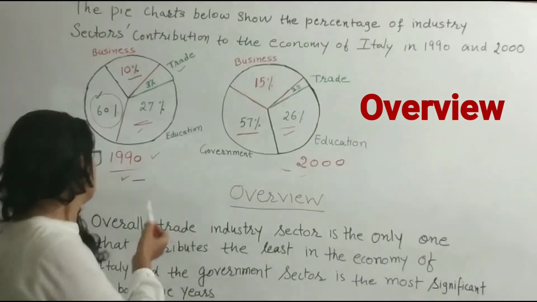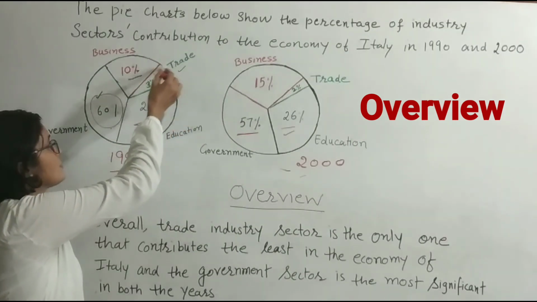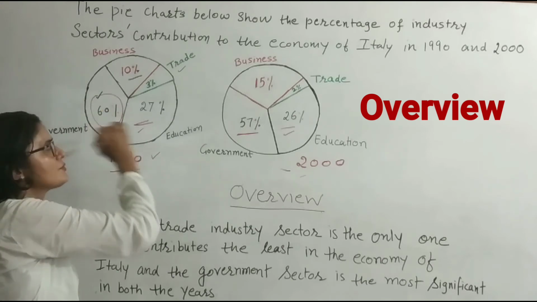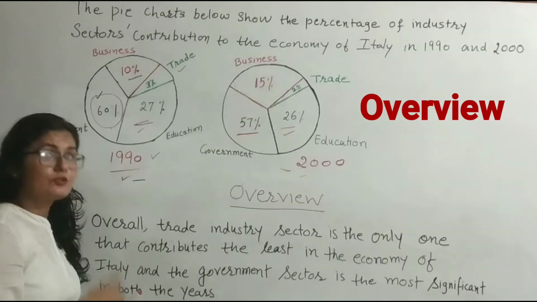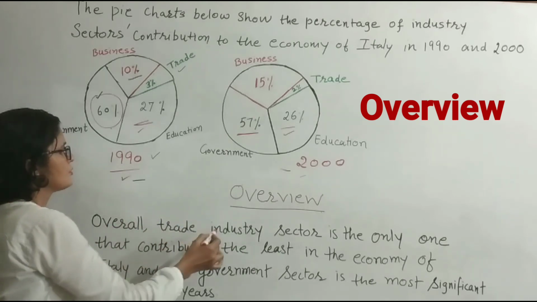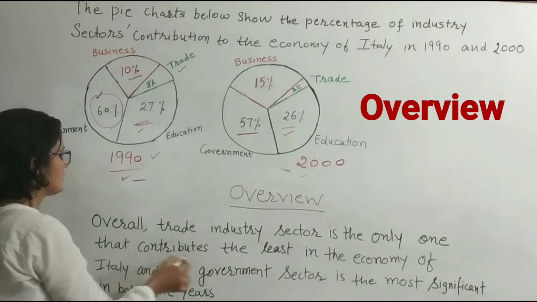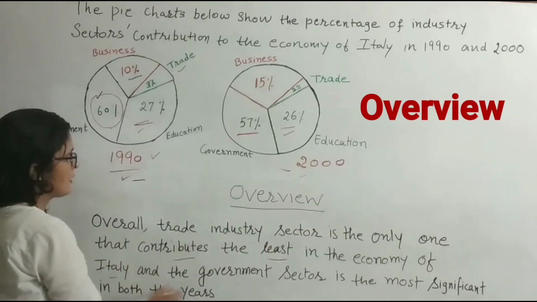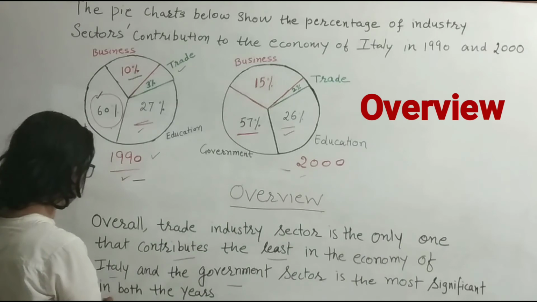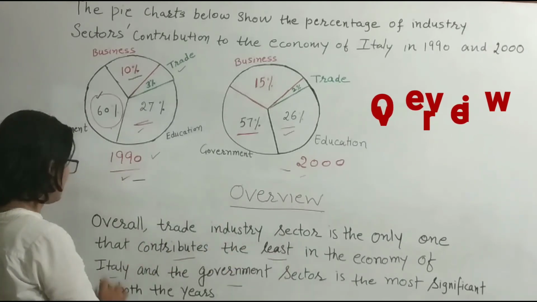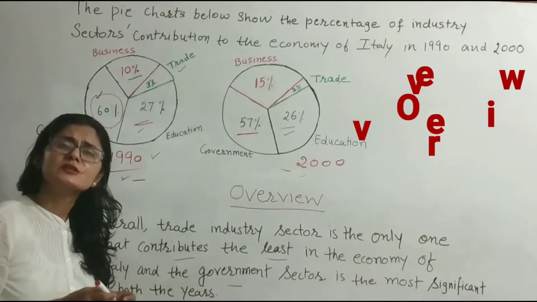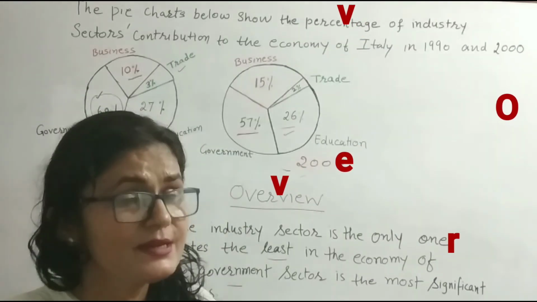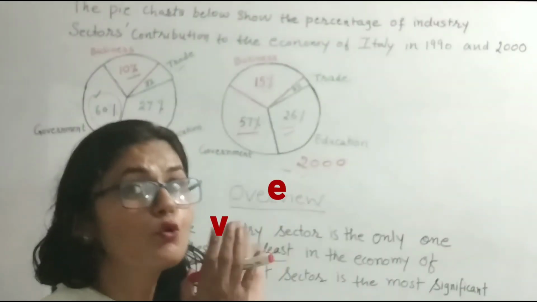See, in the overview, the trade sector contributed minimum, means the least contribution was of the trade sector, and the highest contribution was of the government sector. You can see it very clearly. So I can write it down like this. Overall, the trade industry sector is the only one that contributes the least, means minimum, in the economy of Italy, and the government sector is the most significant one in both the years. You can mention 1990 and 2000. But please, I said you already that never mention data in the overview.